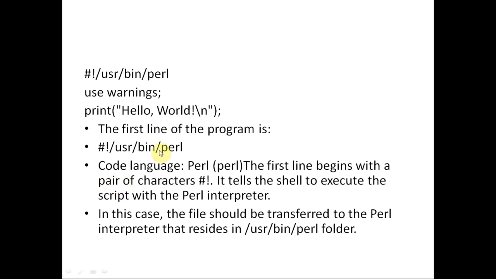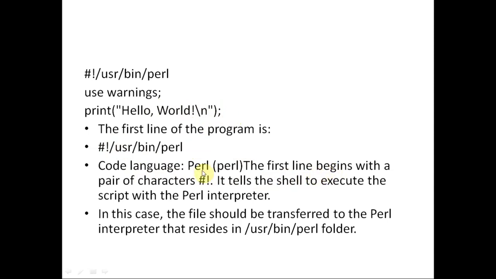Then I am writing use warnings. Can you see it here? Then print whatever you want to print: "Hello world." Before ending the double quotation, put backslash n, which is for a new line, and then put a semicolon. The first line of the program is this one.